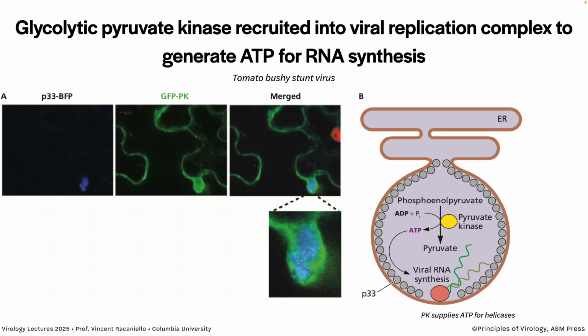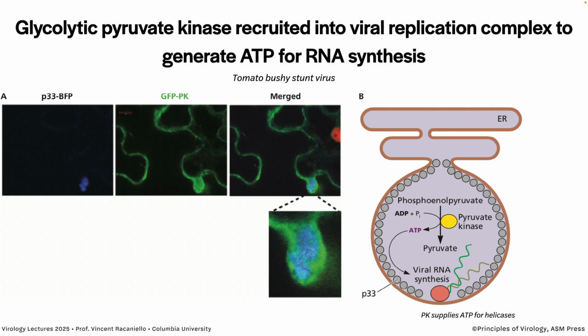It takes this viral protein, P33, which lines this vesicle, and P33 drags in pyruvate kinase, which makes ATP that's needed for viral RNA synthesis. So there's PEP in the vesicle. This pyruvate kinase is dragged in by its interaction with P33, and then it leads to the production of ATP, which is used by the helicases to unwind the double-stranded viral RNA.